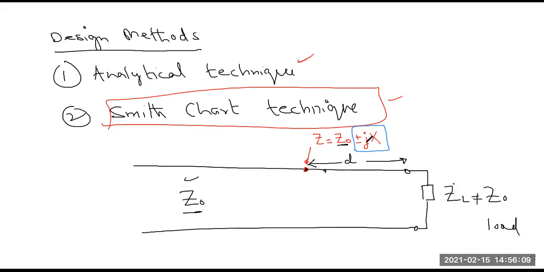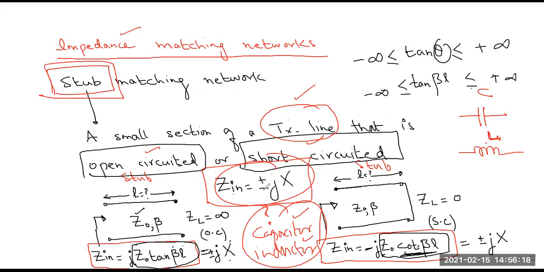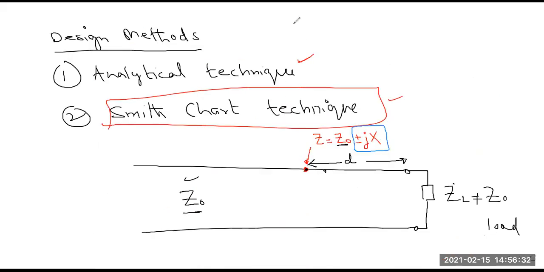And how I will cancel out this part, that is with the help of a stub. Because we know a stub can provide us either minus jx or plus jx. All we need to do is to adjust the length of our stub. So once we know, as an example, मैं इसको example के तौर पर ले रहा हूँ.